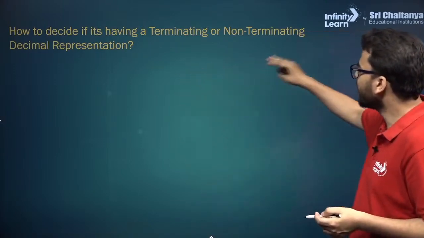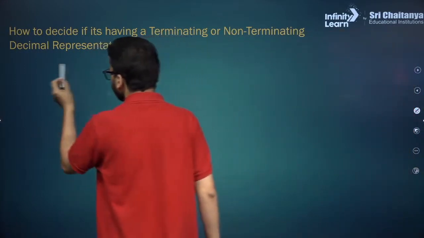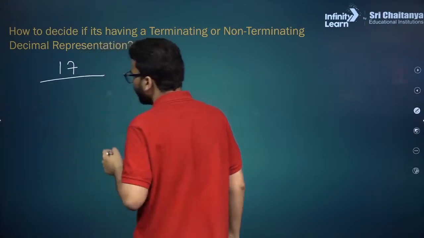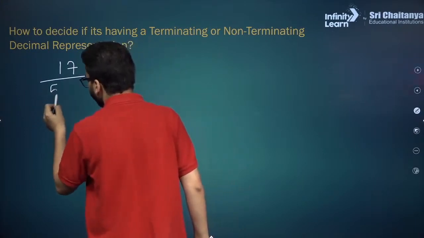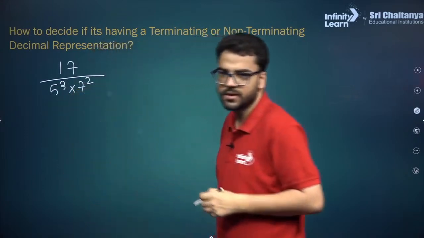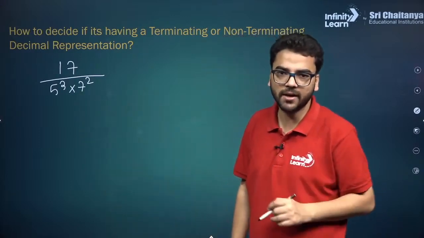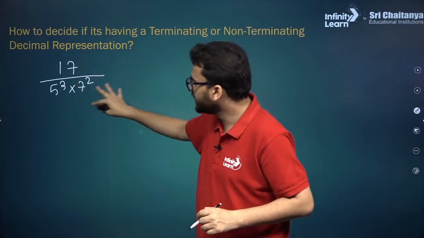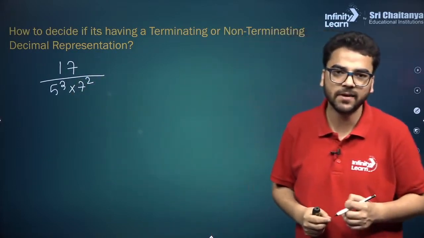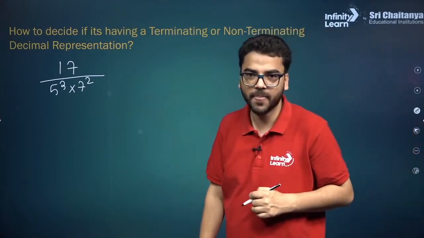So how to decide if it's having a terminating or non-terminating decimal representation? See over here. For example, I've got something like this. The denominator over here is of this form. The prime factorization of the denominator is like this, suppose. What you have to do? You have to do the prime factorization of the denominator over here. So can you just see this and tell whether it is having a terminating or non-terminating decimal representation without doing actual division? You don't have to actually divide it, right?